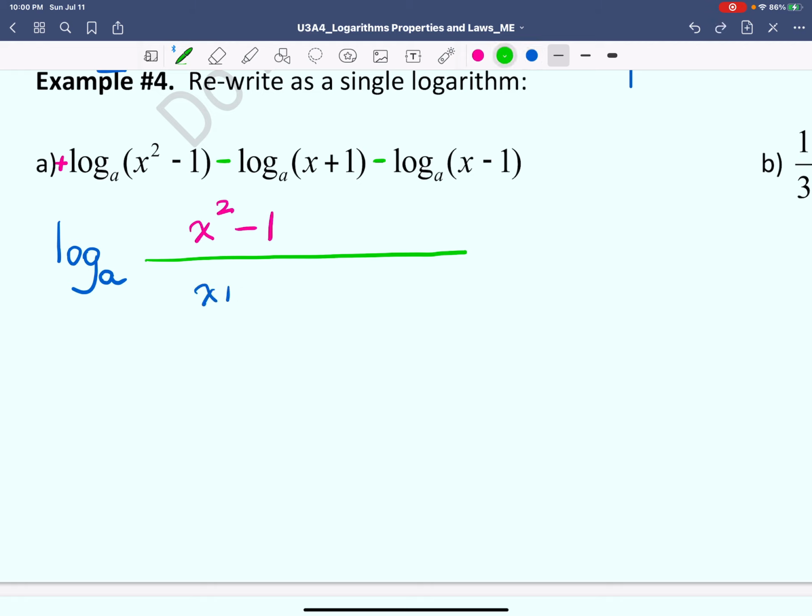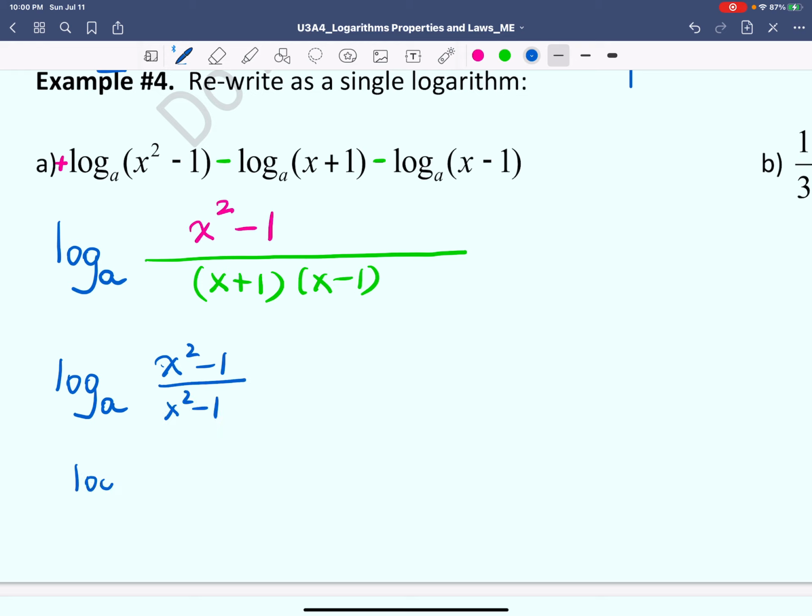Sorry, I'm going to make them green. X minus 1. This is very interesting. Look at what happens. Log with base a of x squared minus 1 over, look at x plus 1, x minus 1, that's also x squared minus 1. So log with base a of 1, even better, the answer is 0.